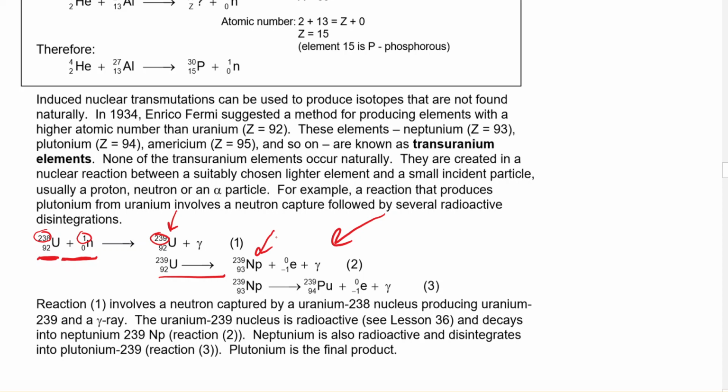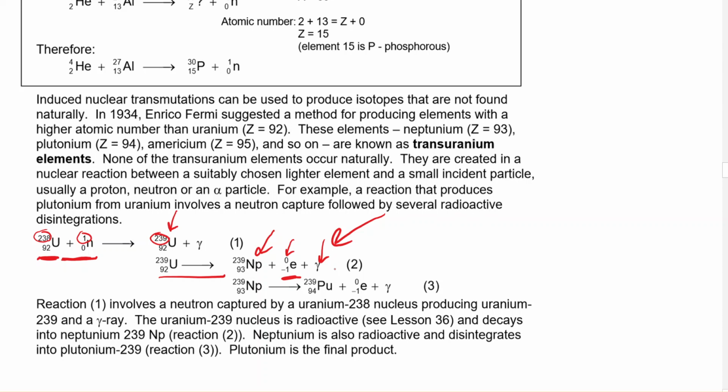And then that neptunium would also release an electron. An electron has 0 nucleons, but it has a charge of -1. We haven't talked much about that yet, but we will. And this symbol here is a gamma ray. That's just radiation, just the leftover energy.